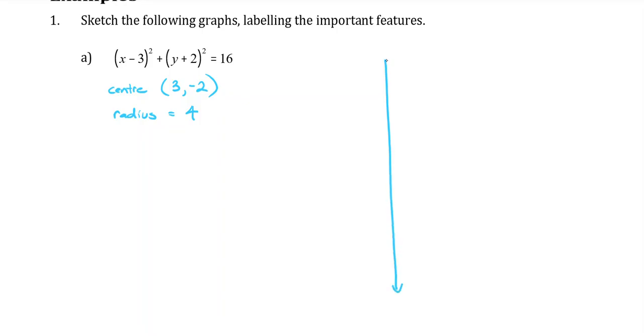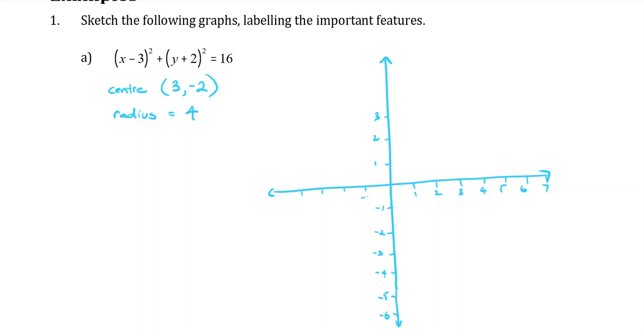So you need to make sure you draw a Cartesian plane big enough that you can show a radius of 4. 1, 2, 3, 4. And we're also starting a lot further along from the origin, so I'm actually going to need to go up to 7 there. Okay, plenty of space now.